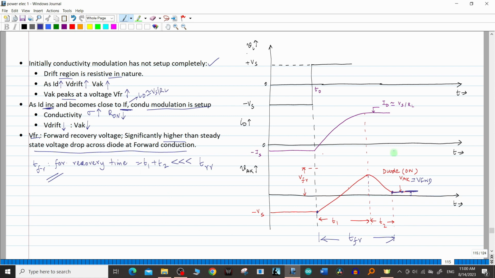I hope today you have understood the turn on characteristics of the power diode. This is the actual turn on characteristic of the power diode. We went step by step in understanding this. We started with the ideal case, introduced some nonlinearities, then some more nonlinearities, and finally introduced the concept of conductivity modulation. Once the conductivity modulation is fully set up, at this point, you see that the voltage has fallen. And in this case, you can see the conductivity modulation has not set up. Therefore, the voltage is actually increasing due to the resistive nature of the drift region.